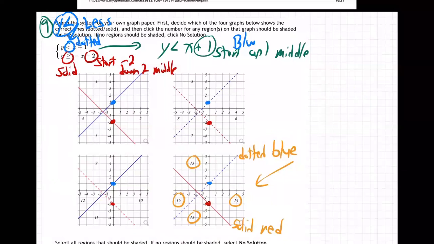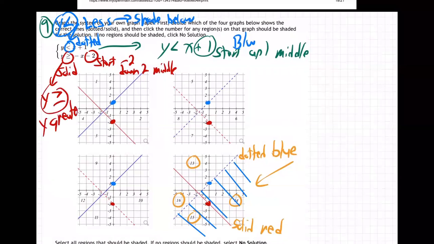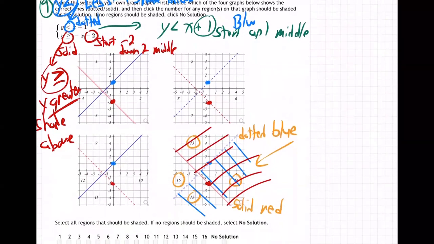Let me go over and do that real quick. So that'd be shading below the blue line. See how I figured that out? Y less, shade below the blue line. Now, what about the red? It says y greater than or equal, y greater. So that is shade above. Greater things are above, right? Y is on the wide side of the symbol, the greater. So shade above the red line and below the blue line.